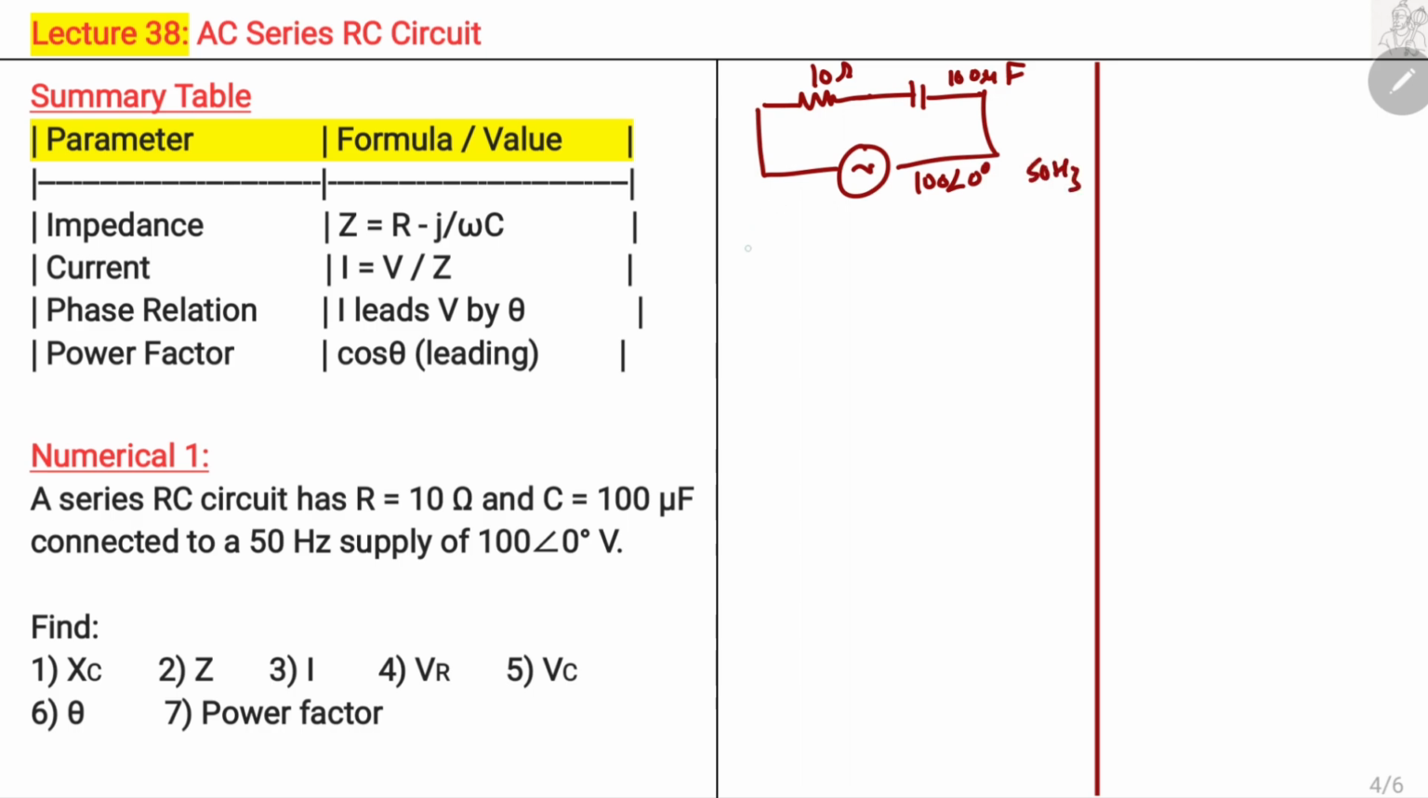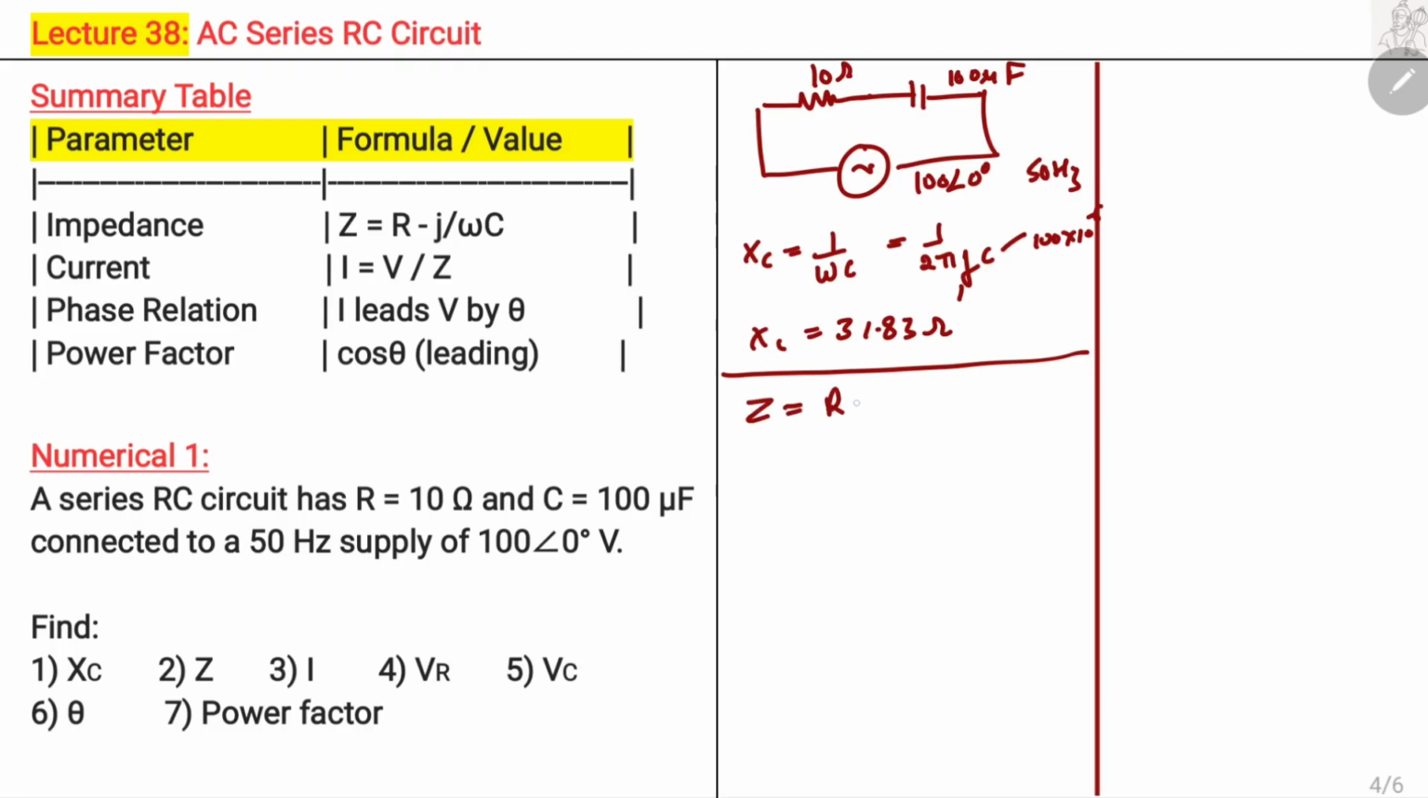The first part, that is XC. We already know that XC is 1 by omega C and omega is 2 pi F, so it can be written as 1 by 2 pi FC. Therefore, putting the value of F as 50 and C as 100 into 10 raised to power minus 6, we get the value of XC as 31.83 ohms.